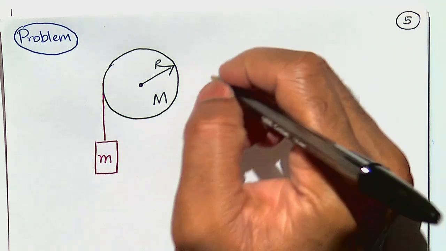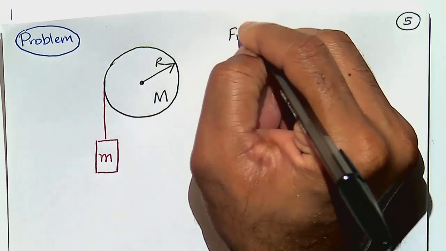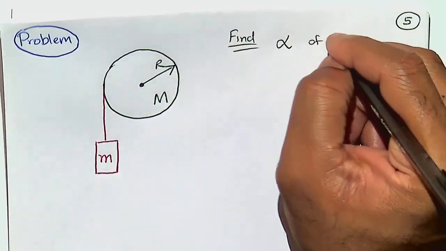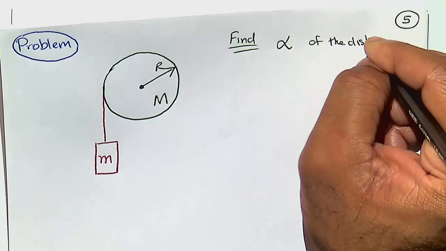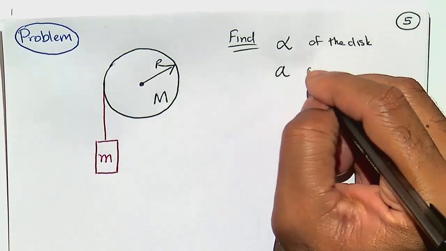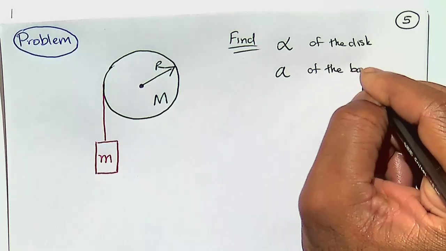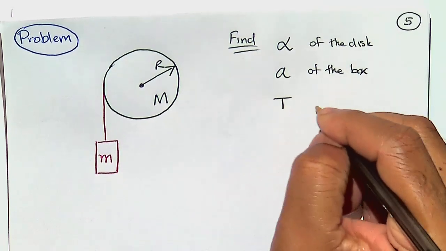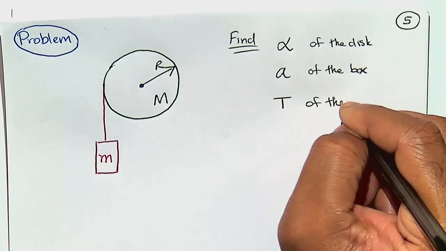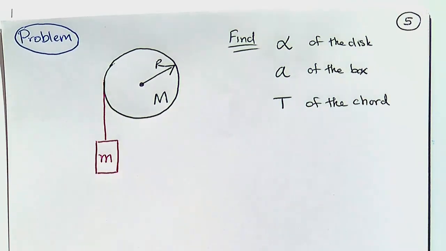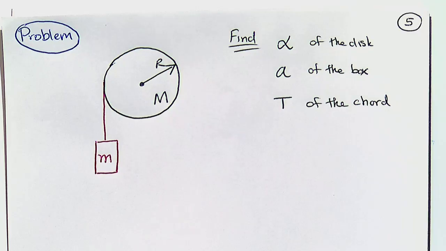So what we're asked to do is to find a few things. We want to find the angular acceleration of the disk, the linear acceleration of the box, the mass that's hanging, and we want to know the tension of this cord right here. There's a cord that's hanging off. What's the tension there? Several things to find.